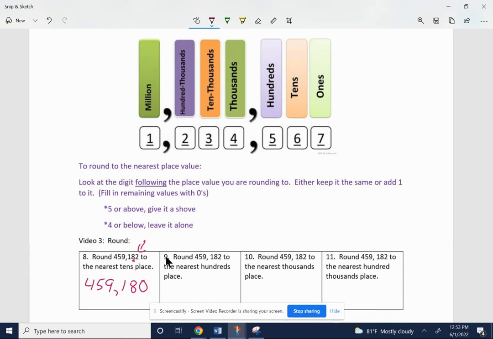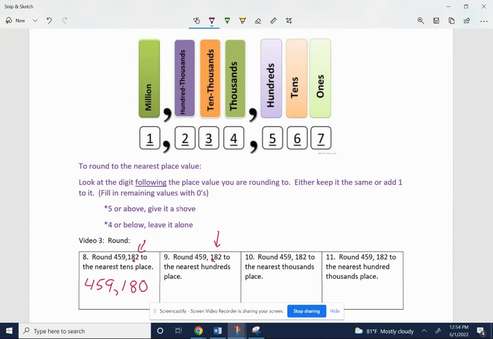Okay, let's look at number 9. Round 459,182 to the nearest hundreds place. The hundreds place is where the 1 is. It's hard to write small on this. The way I'm going to decide if I keep that 1 the same or move it up 1 is by looking at the next number to the right of it, which is the 8.